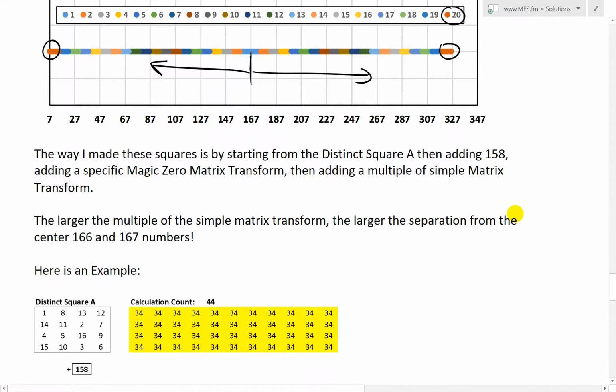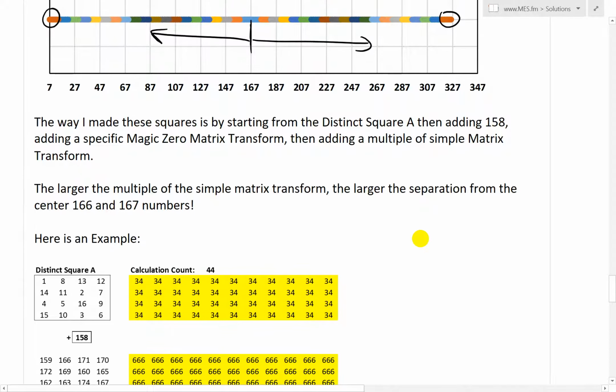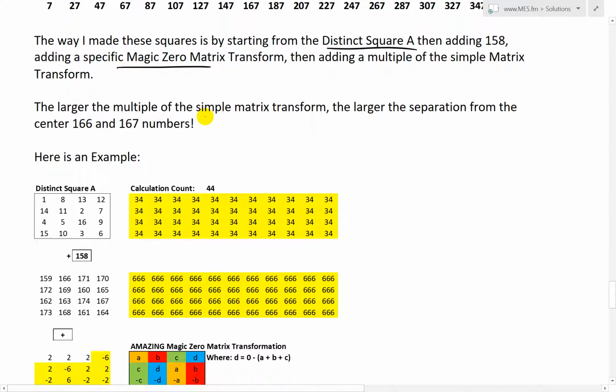So the way I made these squares, well, actually I just went over that, is by starting from the distinct square A and then adding 158, then adding a specific magic 0 matrix transform, then adding a multiple of the simple matrix transform. That was matrix A. The larger the multiple of the simple matrix transform, the larger the separation from the center 166, 167 numbers.